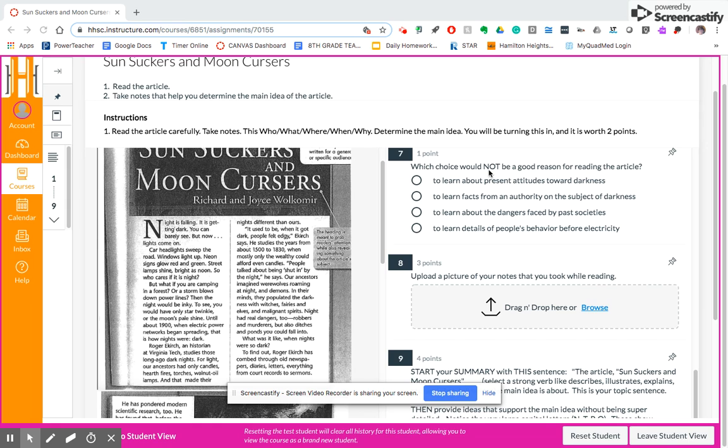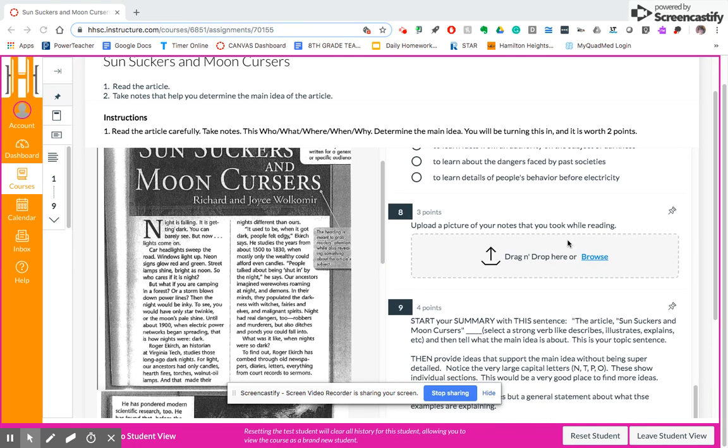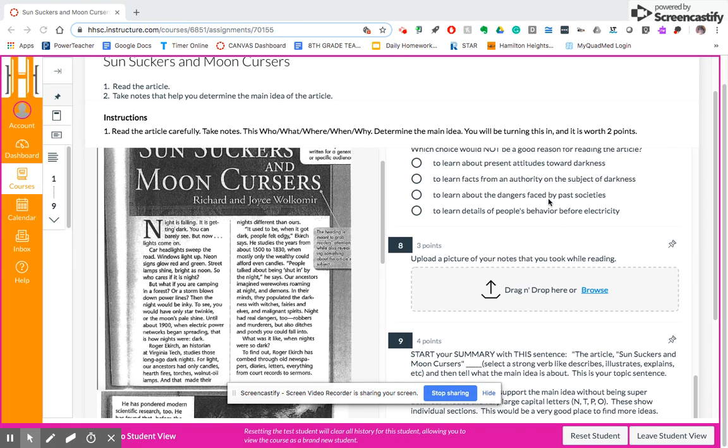Careful with this one. This is which choice would not be a good reason for reading this article. Be careful here. Rule out the ones you know would be, and then the one left standing is the one that you would pick.